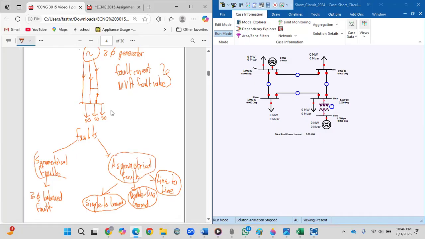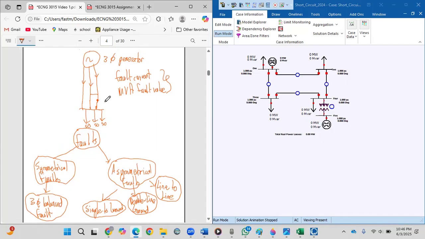And the symmetrical ones, we have one for now, may have more. But for this course, you'll have your three-phase balanced fault, which means that all three phases are shorted to ground, most of the time. So these are the types of faults. A fault is basically any disturbance to your system, right? And you have two types of disturbances in terms of faults: symmetrical and asymmetrical faults.